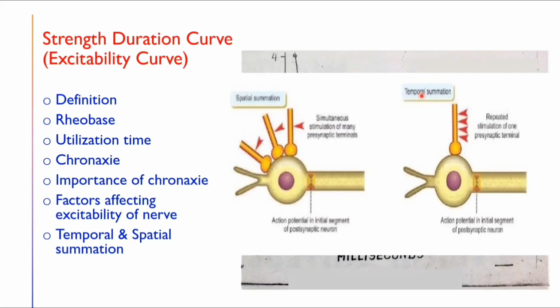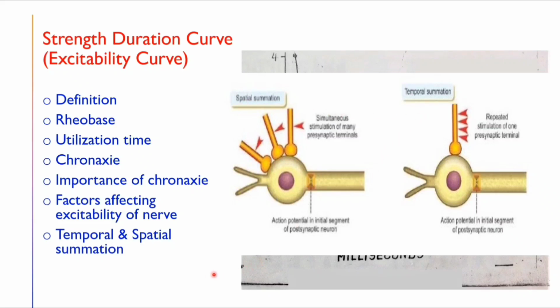So temporal means time is varying, but the space is the same. The point of stimulation is the same. So only one point of stimulus is there, but it is giving multiple frequency of stimulation. This red arrow shows multiple frequency of stimulation. So one after another impulse is given. While spatial summation means here the space is varying. So the point of stimulation is from multiple sites. There are 3 points of stimulation in this graph, but they are given at the same time. So time is 0. So in spatial summation, time is 0. In temporal summation, the space is 0. So that is the difference between spatial summation and temporal summation.